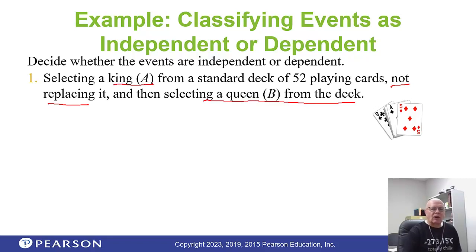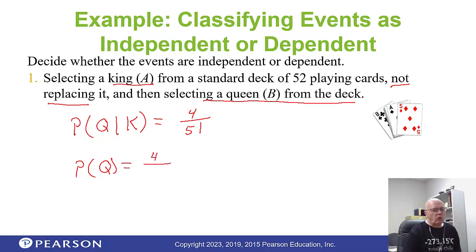So how does that work? Well, if we pick the queen, given we already picked a king, and remember we've got 4 queens, but the king wasn't replaced, we've only got 51 cards. Now how does that change things? Well, if we had started at the beginning and just chosen a queen, our chances are there are 4 queens, 52 cards. Notice the probability has changed.